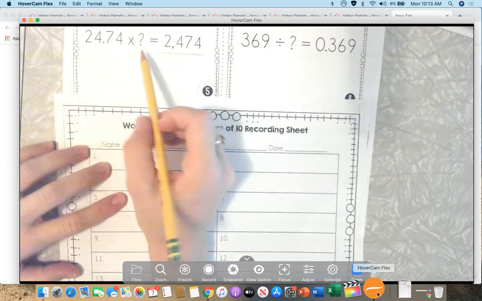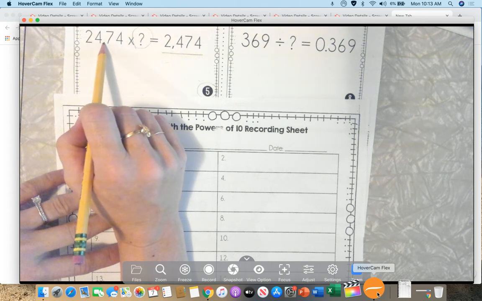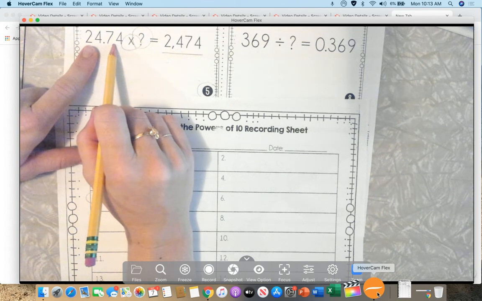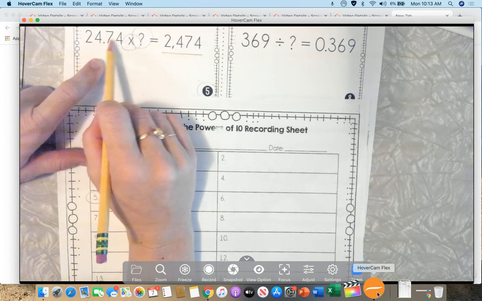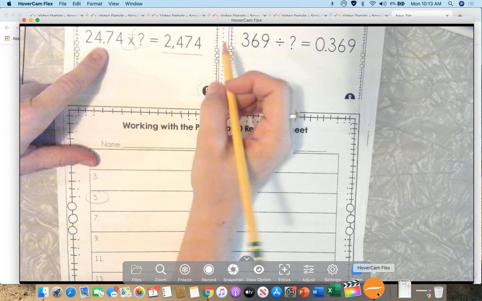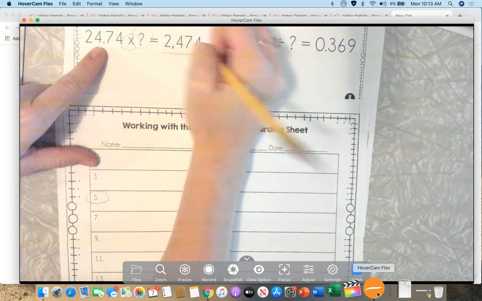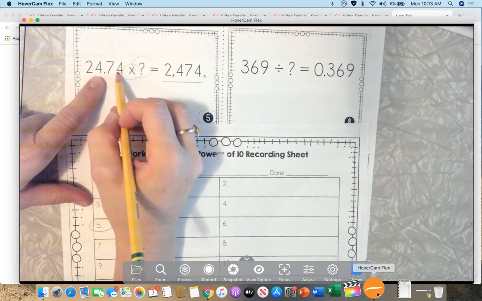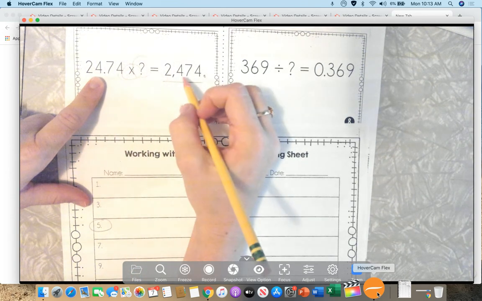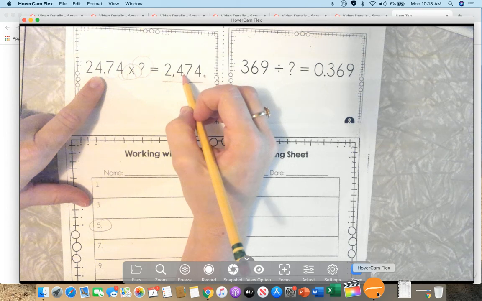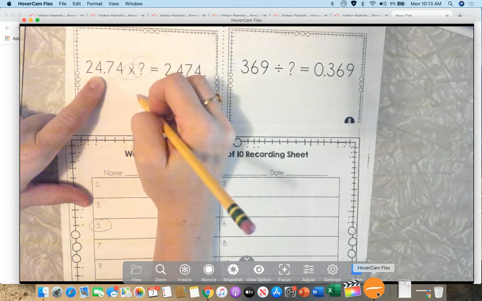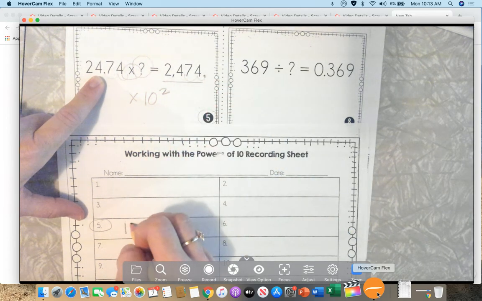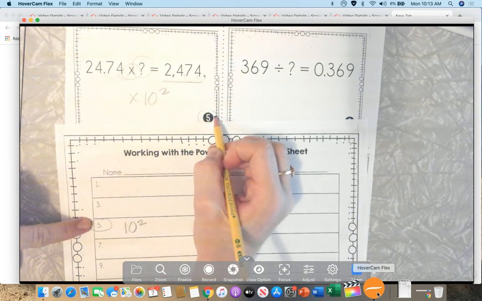So now we're trying to figure out how many times did the decimal move? And remember, this is multiplication. My number went from 24.74 to 2,474, which means the decimal is sitting right here. So it went once, twice, right? Because the decimal was originally right here, so it went 1, 2. So it was multiplied by a 10 to the second power. So 10 to the second power is my answer for problem number 5.